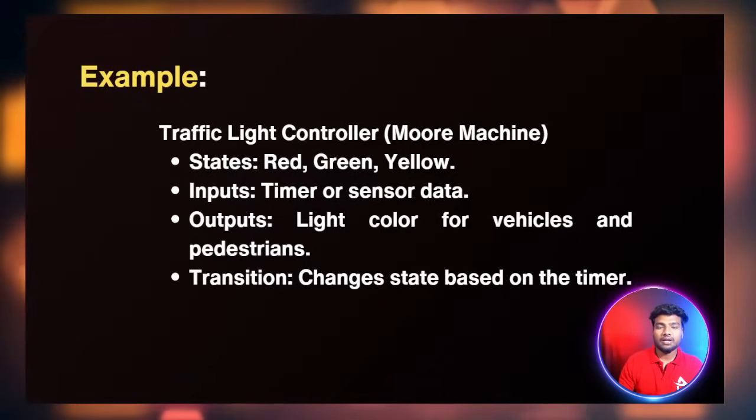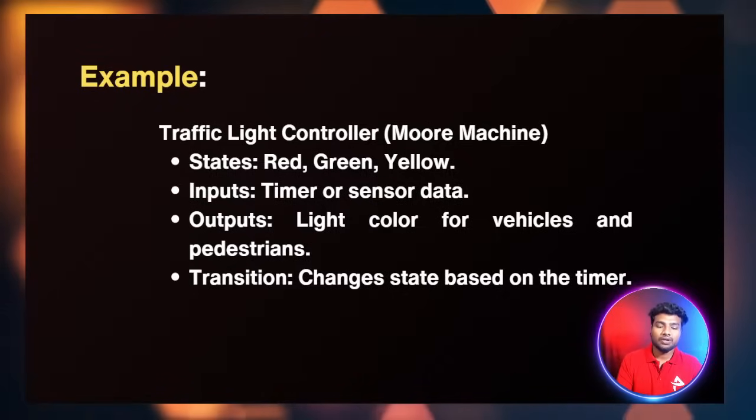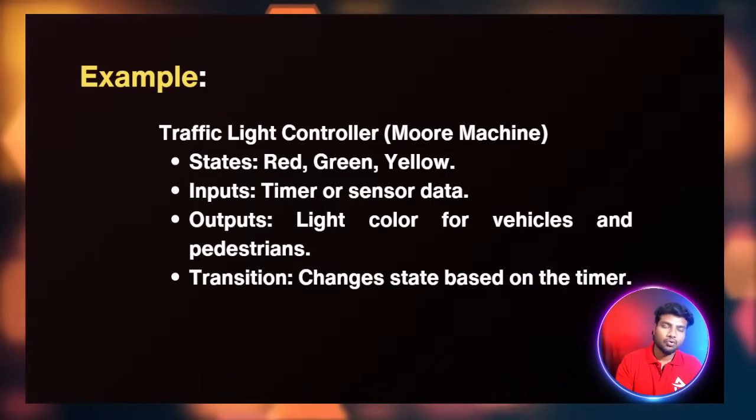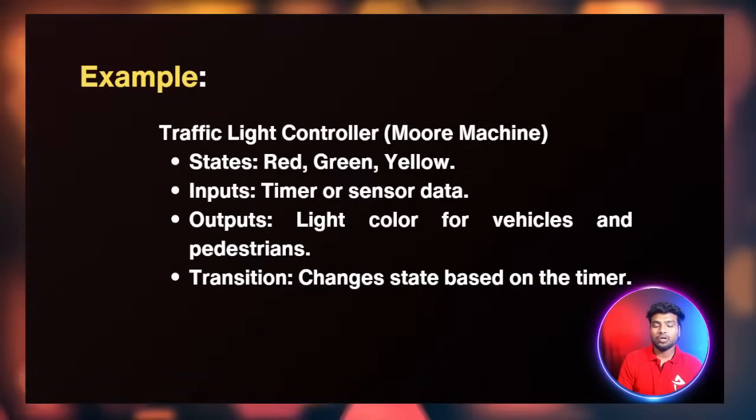Okay, so based on the timer it will change the state. Based on the timer it will change from red to yellow, yellow to red, green to yellow, and yellow to green. So based on the time input it will change. So this is an example for a Moore machine.